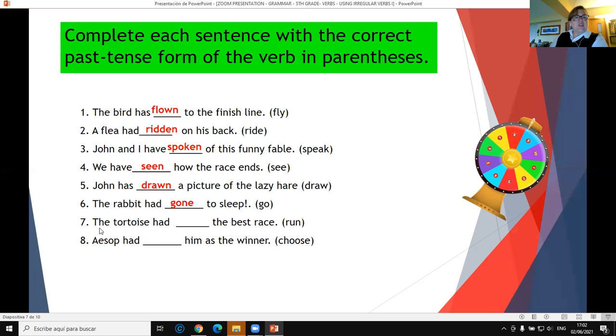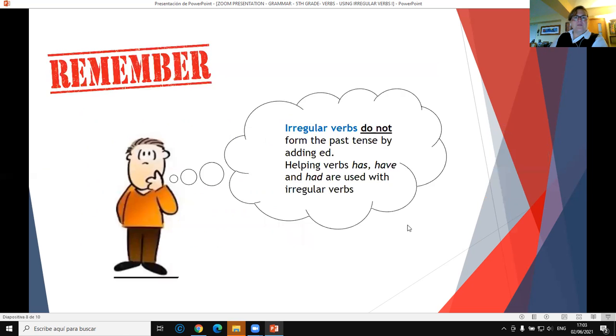And number seven, the tortoise had (run) the best race. We have a helping verb and the verb is run. Okay, so we use run again. And Aesop had (choose) him as a winner. But we have a helping verb had here, so we use chosen. Aesop had chosen him as a winner. So remember, guys, irregular verbs do not form the past tense by adding -ed, only regular verbs do, okay? And helping verbs such as has, have, and had are used with irregular verbs.